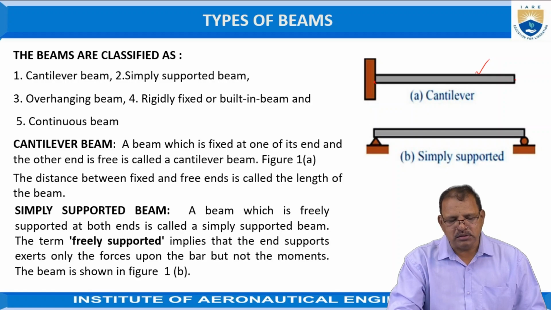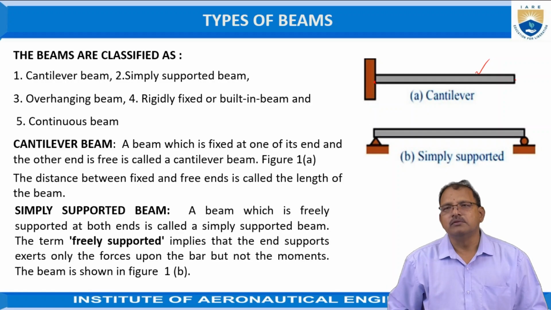The second one is the simply supported beam. The beam is laid on two supports at its ends, as shown in the figure. These supports may exert vertical reactions on the beam because of its own weight as well as the forces acting in downward directions. But the moments created by the supports are treated as zero. Hence, it is treated as freely supported at its ends, which means there are no moments acting at the supports.